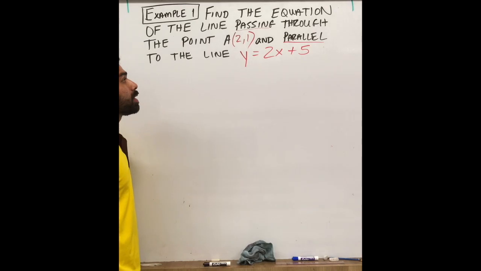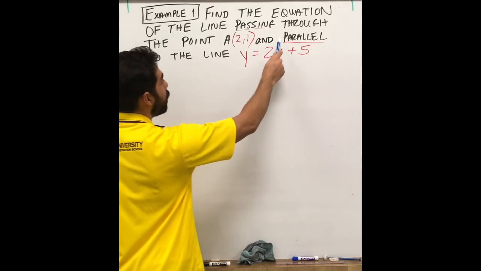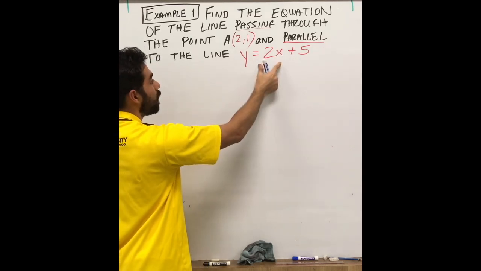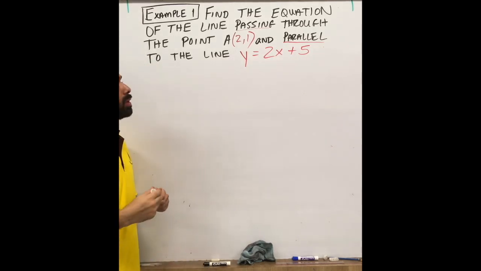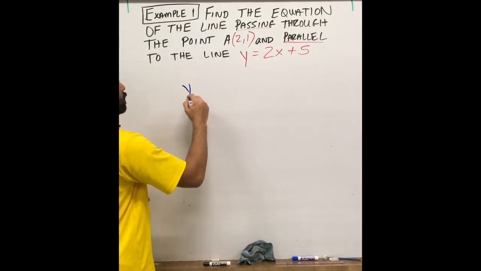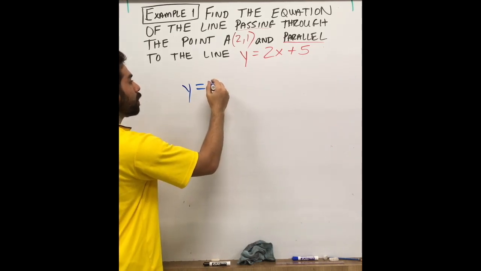All right, so for example 1, we have the following question. Find the equation of the line passing through the point A, which is (2, 1), and parallel to the line y is equal to 2x plus 5. Now, the key word here is parallel. When we see the word parallel, if there's a line parallel to this line, we know the slope is going to be 2. Now, Mr. Majid showed you two ways to do this last time. I will show you one of those ways, and the other way I'll show very quickly.